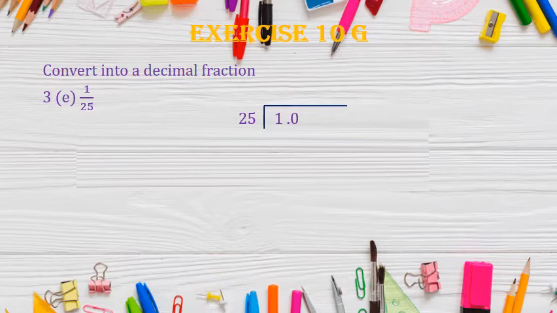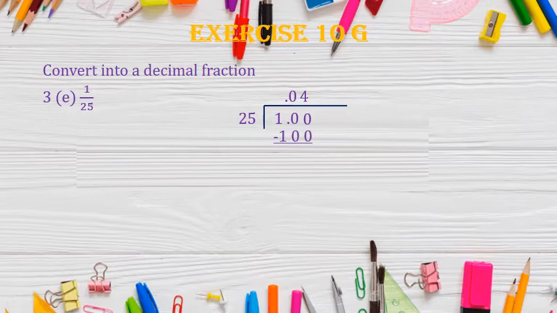Now children, 1 is less than 25, so we will put 0 point in the quotient, and now our number is 10. But 10 is still less than 25, so we will put 0 in the quotient, and then we add one more 0 in the dividend part, and so our dividend becomes 100. And now we divide 100 by 25. So 25 fours are 100.